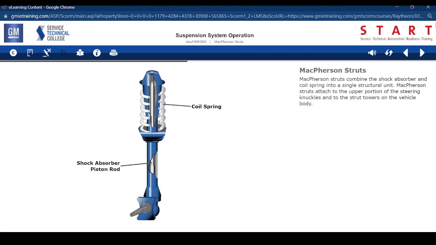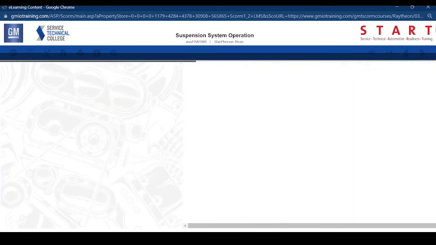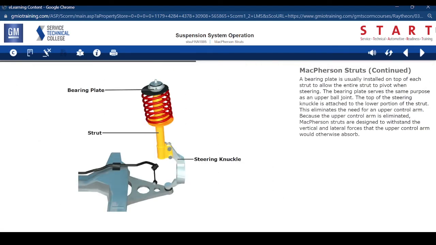McPherson struts combine the shock absorber and coil spring into a single structural unit. McPherson struts attach to the upper portion of the steering knuckles and to the strut towers on the vehicle body. A bearing plate is usually installed on top of each strut to allow the entire strut to pivot when steering. The bearing plate serves the same purpose as an upper ball joint.